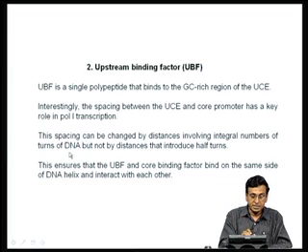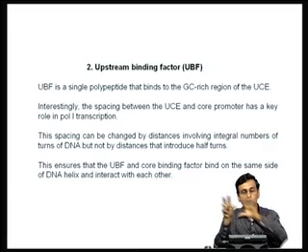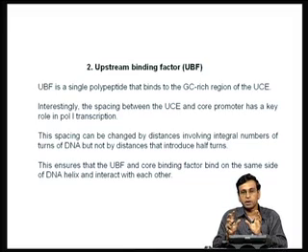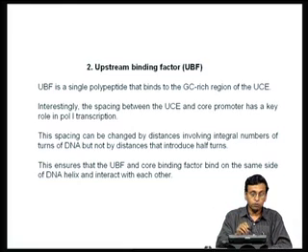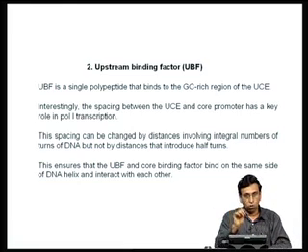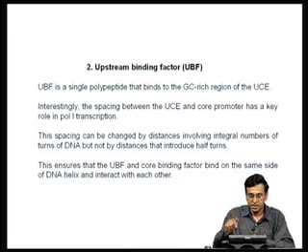Okay. The spacing can be changed by distances involving integral numbers of turns of DNA, but not by distances that induce half turns. It is very important because the factors that bind to the UCE and the factors that bind to the core promoter have to be on the same side of the helix, and then only Pol I transcription takes place. And if you now change the spacer by half turns, then these proteins binding to them cannot be on the same side of the helix, and therefore Pol I transcription cannot happen. So, this distance between the UCE and core promoter is very important, and this ensures that proteins that bind to the core region and proteins that bind to UBF are on the same side of the helix.